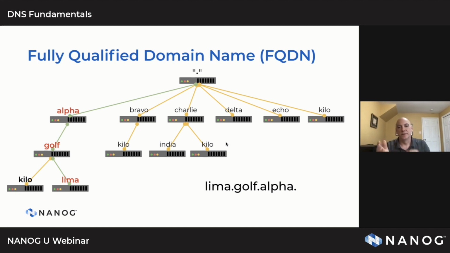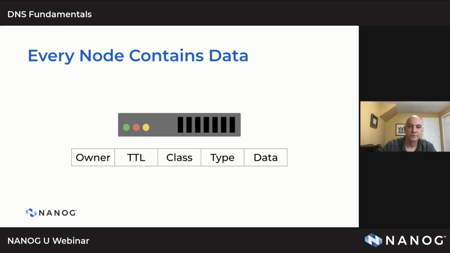So I often speak ahead of my slides, so here I am doing that again. Fully qualified domain names have the dot at the end. We often refer to it as a trailing dot. So in this case, for this example, we would have lima.golf.alpha as the fully qualified domain name for this lima.golf.alpha domain, okay? Now, every node contains data. And again, I'm just showing you the computer there.